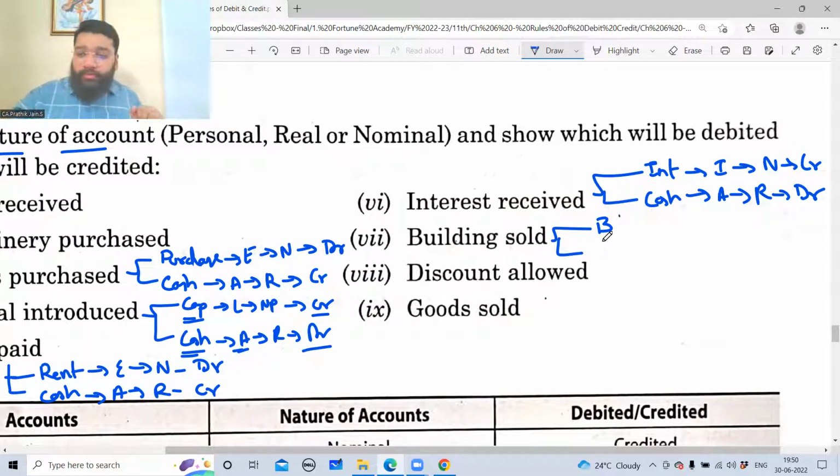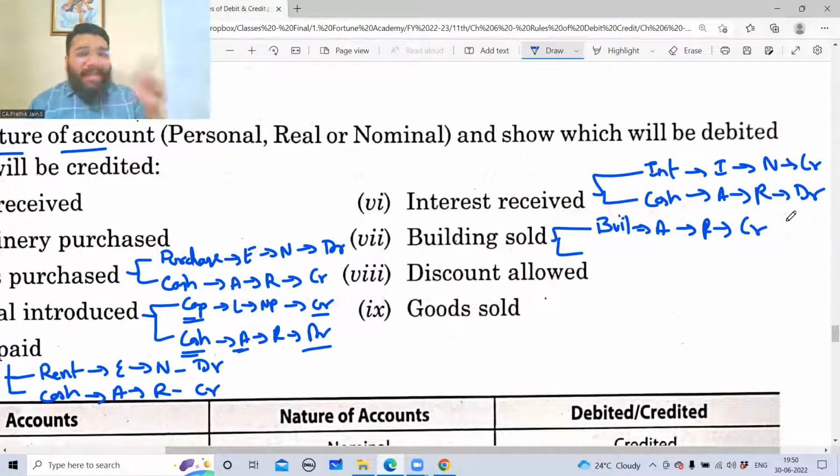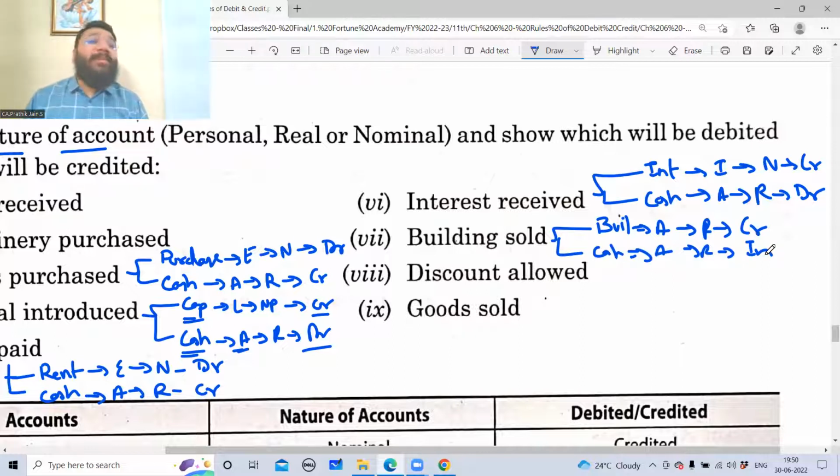Now that it is being sold, can I say the building is going out? Building is my asset, a real account. Now when I sell the building, from my hand the building is going out. Credit what goes out. Second, when I sell the building, will I sell it free of cost? I'll get money, so the cash account is affected. Cash is an asset, real. When I sell the building, money comes in. Debit. Now tell me how much is expense, my dear friend?